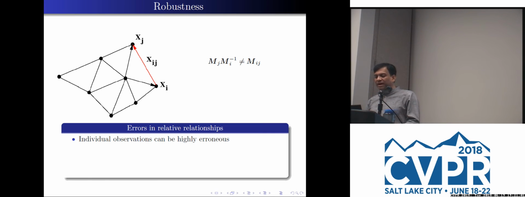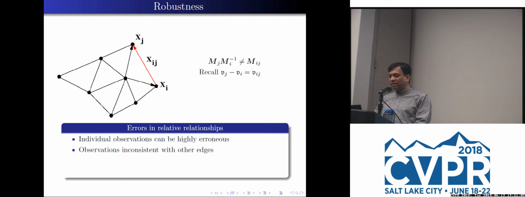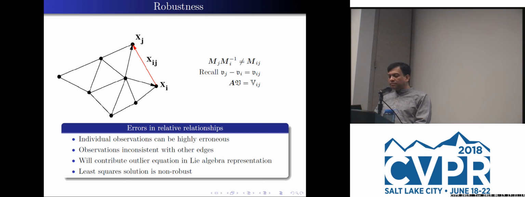So what's happening here? Let's say you have one edge that is wrong because of bad feature matches. So let's step back. If you have one edge that is wrong, it's going to contribute a wrong equation to your system of equations. And if you do least squares solutions on that, you're going to get garbage, right? I mean, essentially, you're going to get very poor solutions. So what you need to do is to find a robust way of dealing with this.